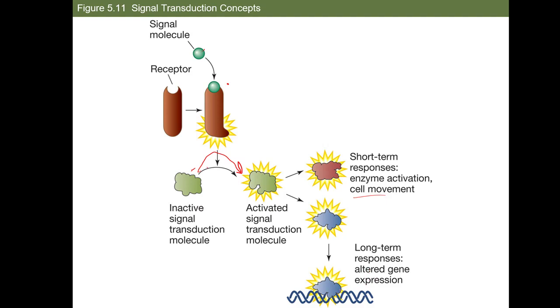It will either go and block a section of DNA so that mRNA cannot be made, or it will go and promote a section of DNA so that mRNA will be made more. We'll go over that a lot in Chapter 11.